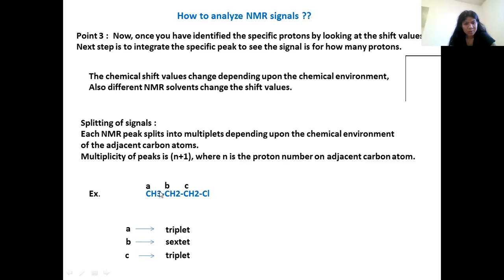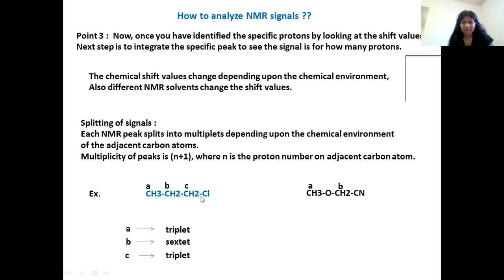Similarly for B, it will be 3 plus 2, 5 plus 1, sextet. For C, it will be 2 plus 1, triplet. And when you integrate these particular signals, you will see that the triplet is for 3 protons, the sextet is for 2 protons, and another triplet that is for 2 protons. That's how you identify which peak is for which carbon.